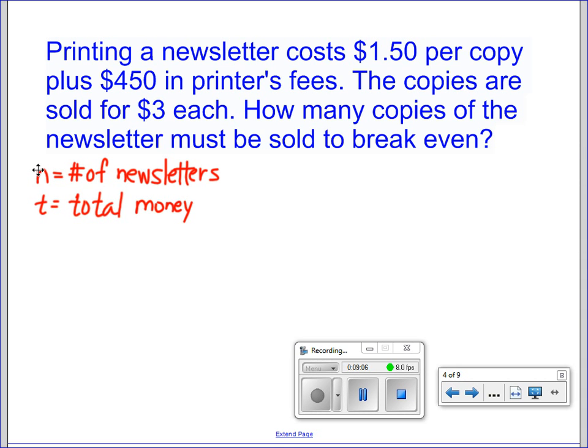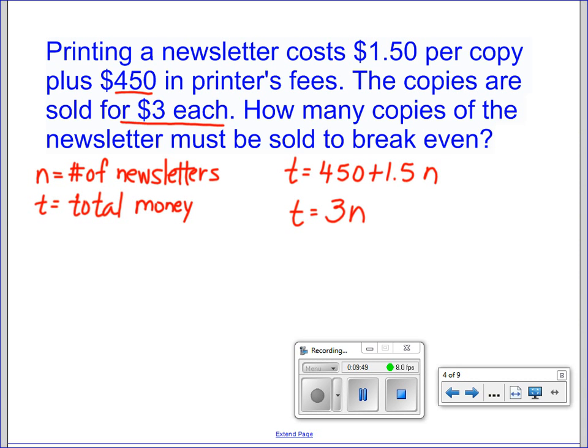All right, so again, we're going to write an equation for the expenses. So our total expenses would be the $450 in printer's fees. Oops, no decimal point there, sorry. $450 plus $1.50, and I can drop the zero, so 1 5/10 times the number of copies, or in this case we're using N for newsletters. Our income equation, again, is going to be our total, and they're sold for $3 each, so I have 3 times the number of newsletters.